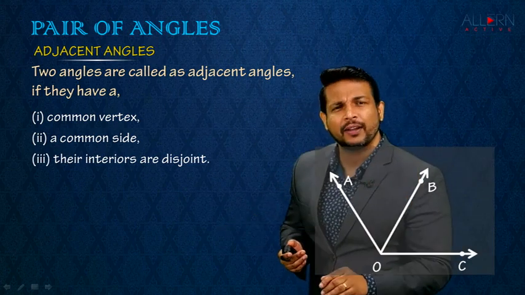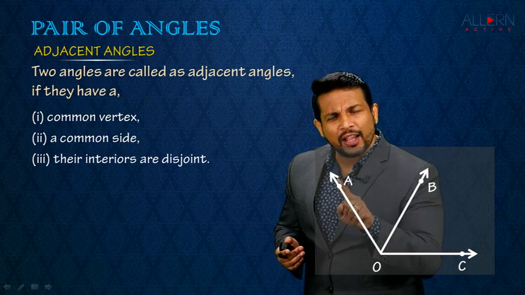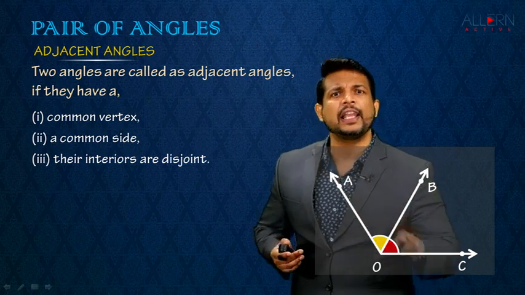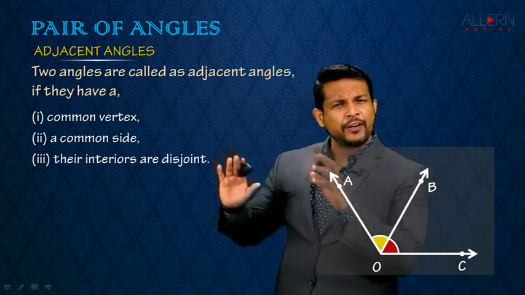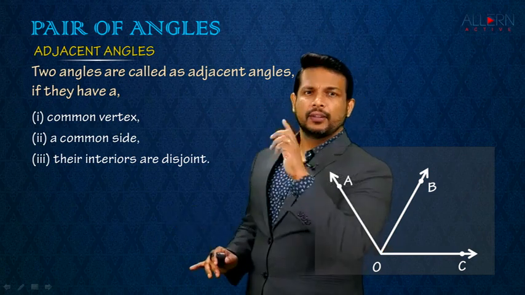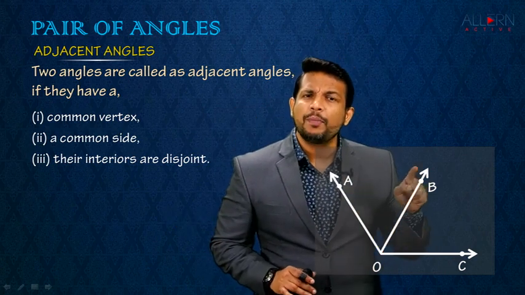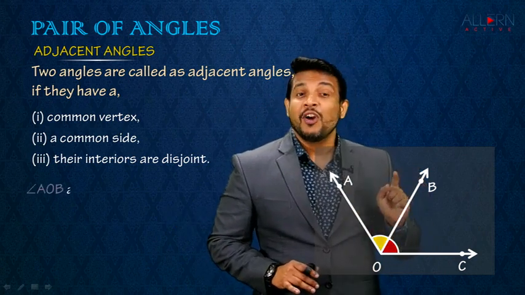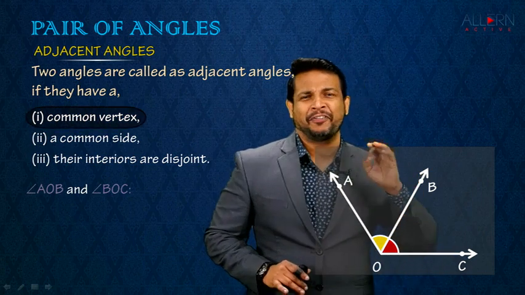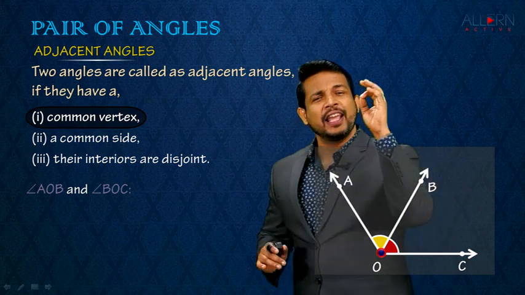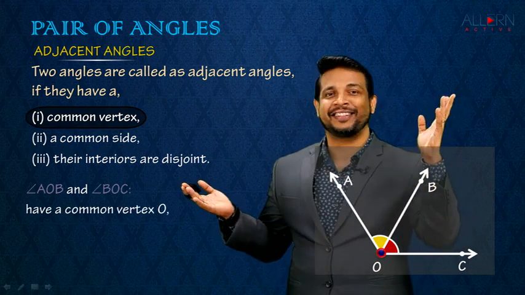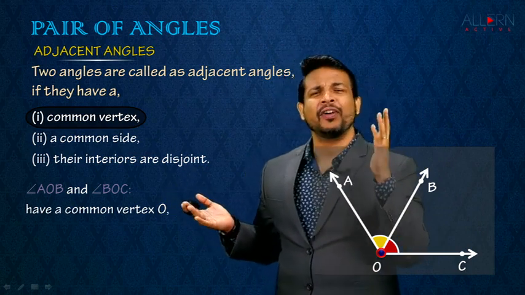You'll understand it better. So here I'm talking about two angles, a pair of angles, angle AOB and angle BOC. Look at these angles and let's see if they satisfy these three conditions. The first one, common vertex. Observe, for angle AOB, what's the vertex? O. For angle BOC, what's the vertex? O. That means the first condition is satisfied. They have a common vertex O. Simple. You said yes. The first condition is satisfied.